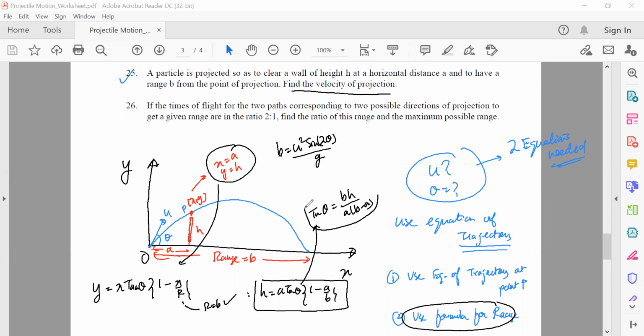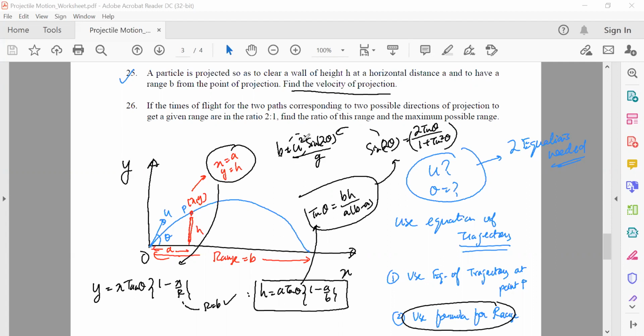Nice. Now, do you know this identity that sine 2 theta can be expressed in terms of tan theta? You know this? Yes, sir. 2 tan theta upon 1 plus tan square. So just use this here. Put tan theta as this and then substitute sine 2 theta here. You can see you are getting the value of u square.